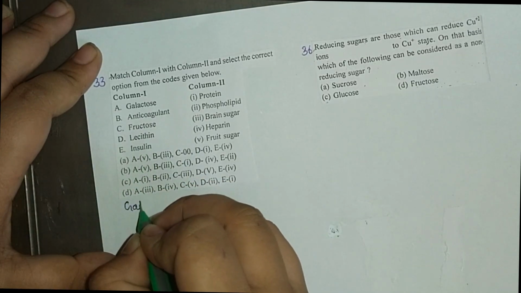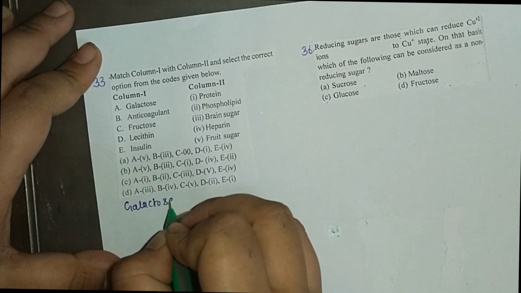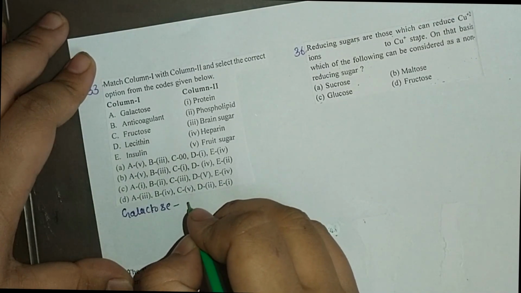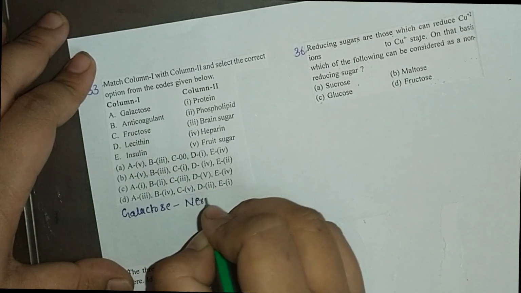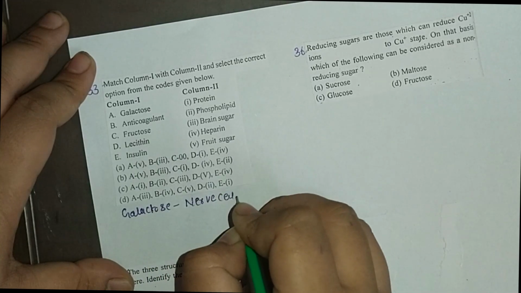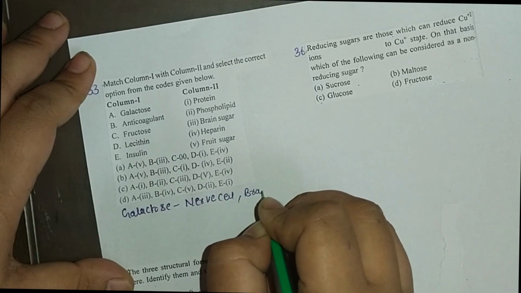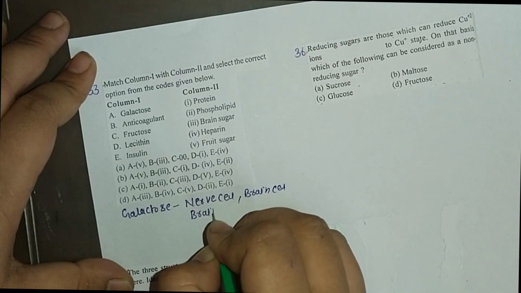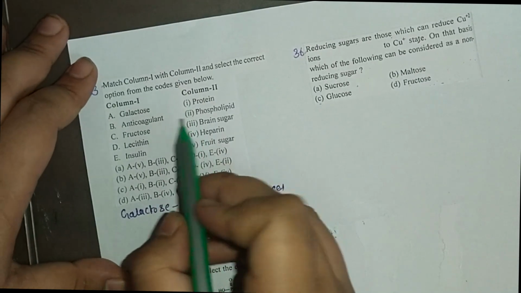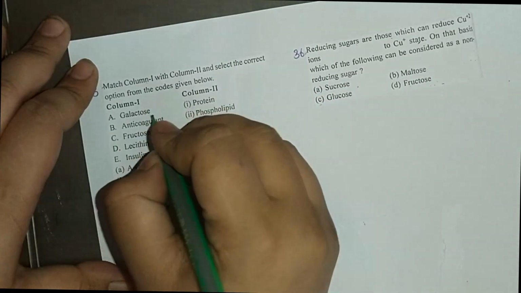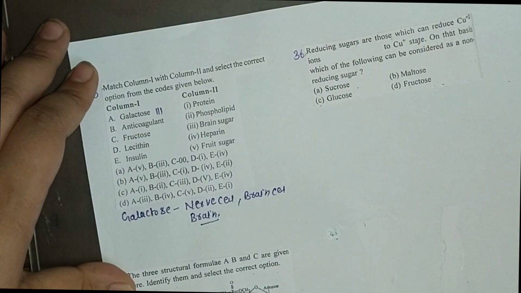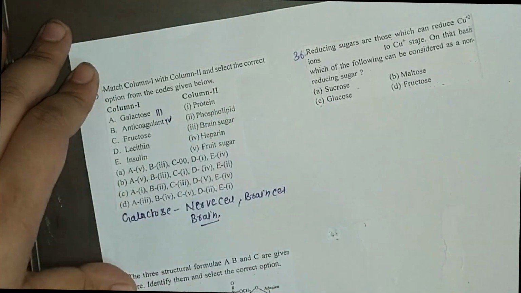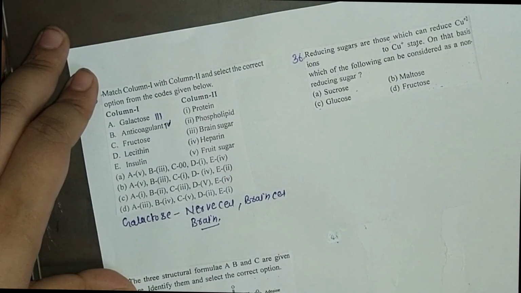Galactose, this is a fact. Galactose is mostly present in our nerve cells or brain cells, so this is also known as brain sugar. So categorizing galactose as a brain sugar. 3, anticoagulant. Heparin is an anticoagulant. Fructose, it is a fruit sugar.